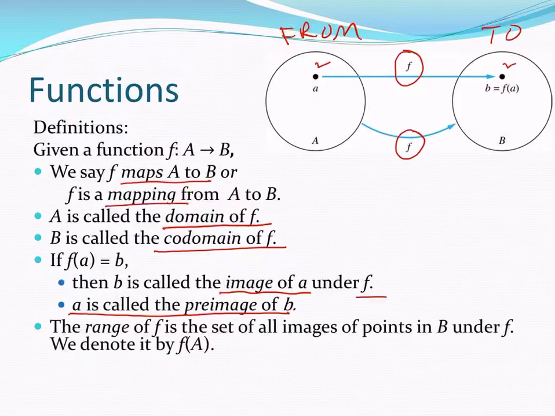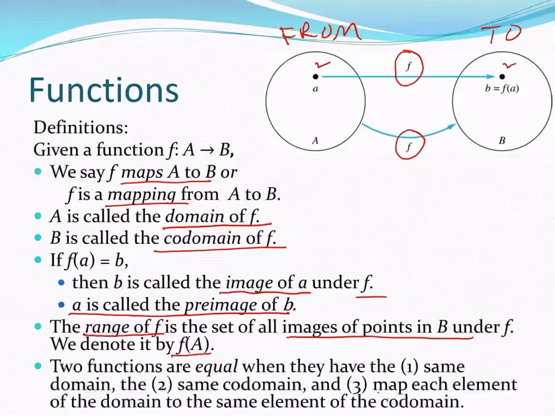If I take all of the image points of B under f, that is called the range. The range is a subset of the codomain. We can denote it by taking a function of the domain. Sometimes the range and the codomain are the same, but often the range is a proper subset of the codomain. And we say that two functions are equal not only when they map each element of the domain to the same element of the codomain, but also they must have the same domain and the same codomain. And that is your introduction to functions.